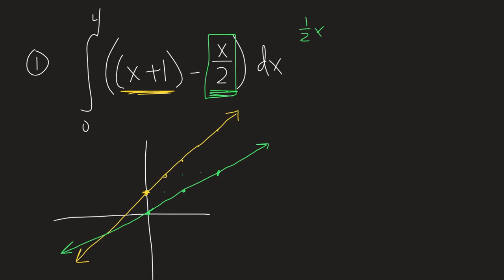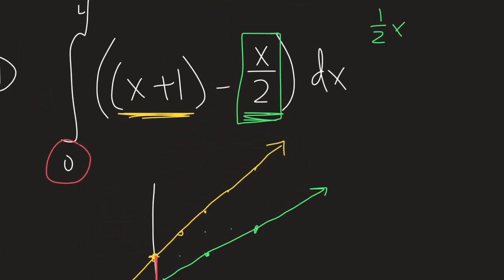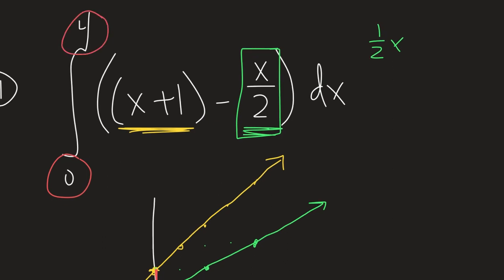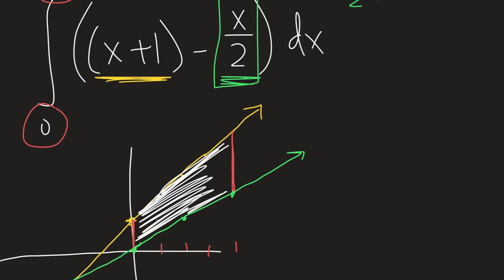Now our bounds, we have a lower bound of 0, so we're going to put in our left fence here at 0, and we have an upper bound of 4, so we have 1, 2, 3, 4. This is our upper bound. So when we take this integral, we're going to find this much, the area between these two curves, bounded by 0 on the left and 4 on the right.